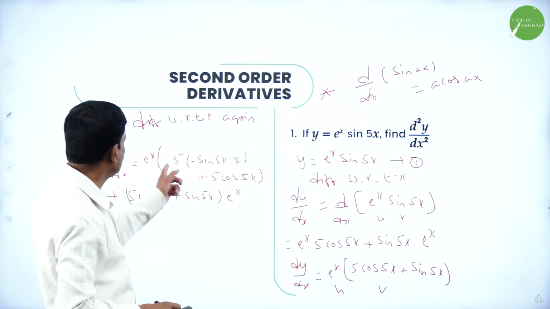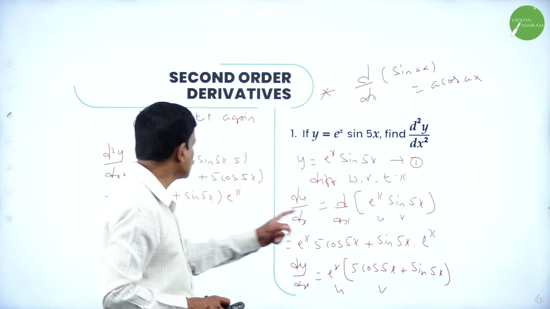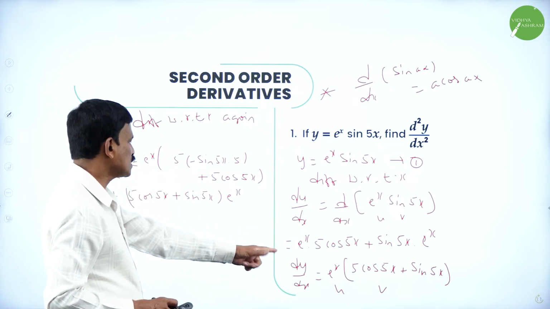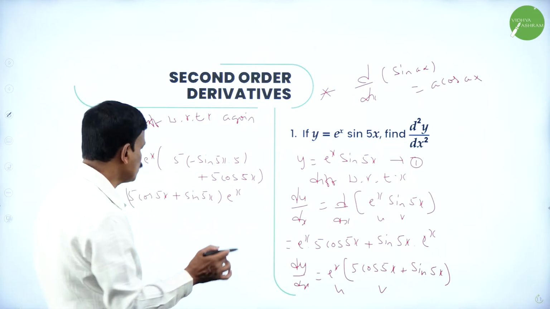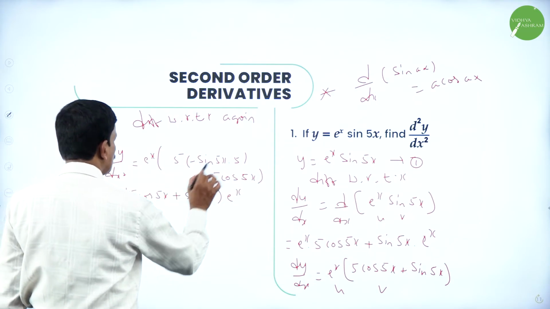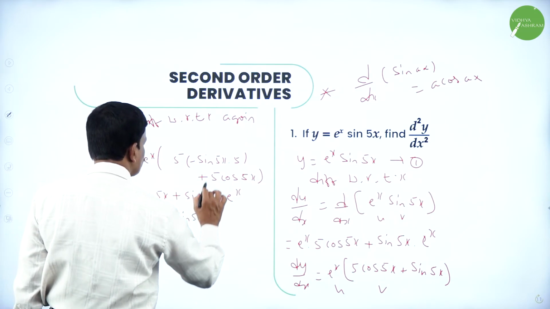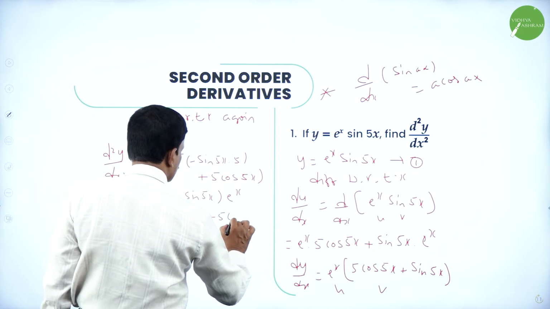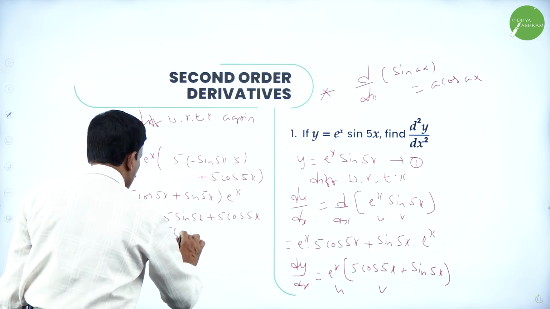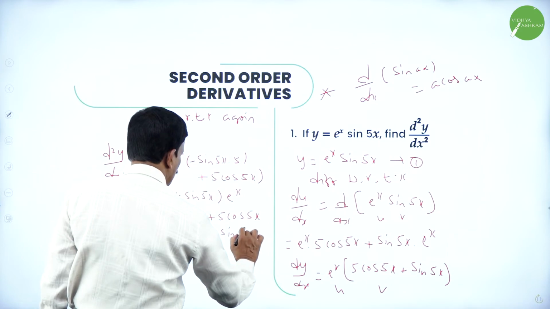Again product rule, first function: differentiation of this, 5 constant, cos is minus 5 sine 5x plus 5 cos 5x. Similarly second function constant 5 cos 5x plus sine 5x as it is, d by dx of e power x is e power x. You can take e power x common factor out, so multiply it: minus 5 5s are 25 times sine 5x plus 5 cos 5x, then this 5 cos 5x plus sine 5x. Now what is this equal to?